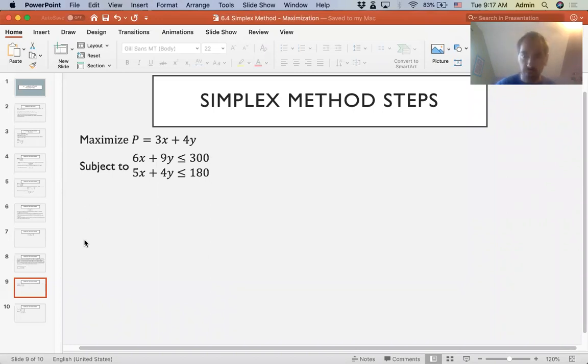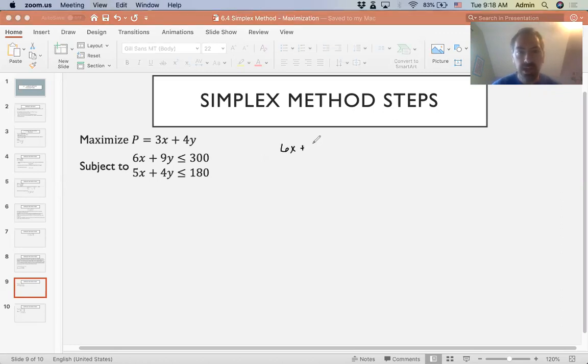Okay, so to go through those 8 steps again, let's refresh ourselves. All right, step 1, we want to convert the inequalities to equalities by introducing slack variables. 6X plus 9Y plus U equals 300. That U is forcing equality. 5X plus 4Y plus V equals 180.